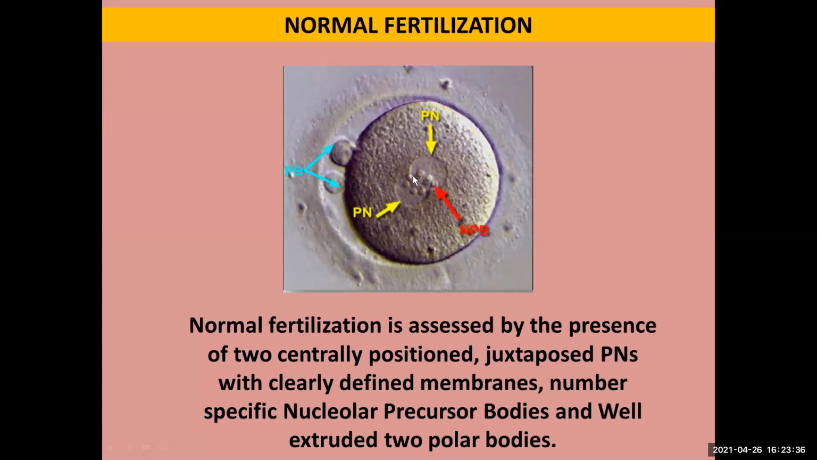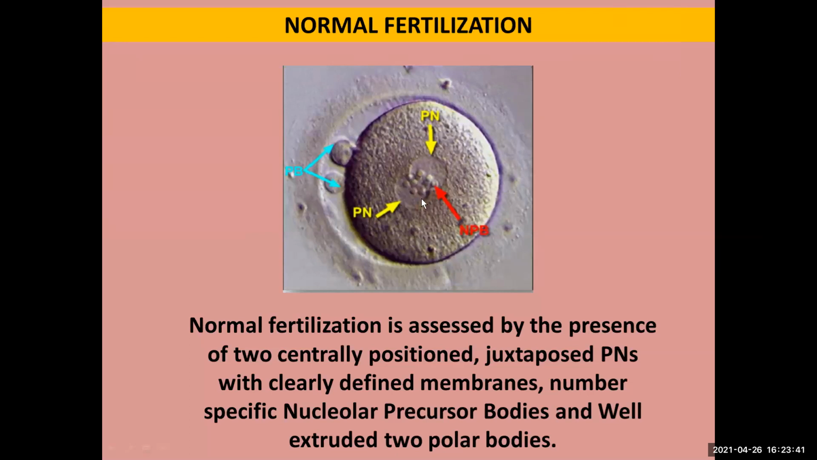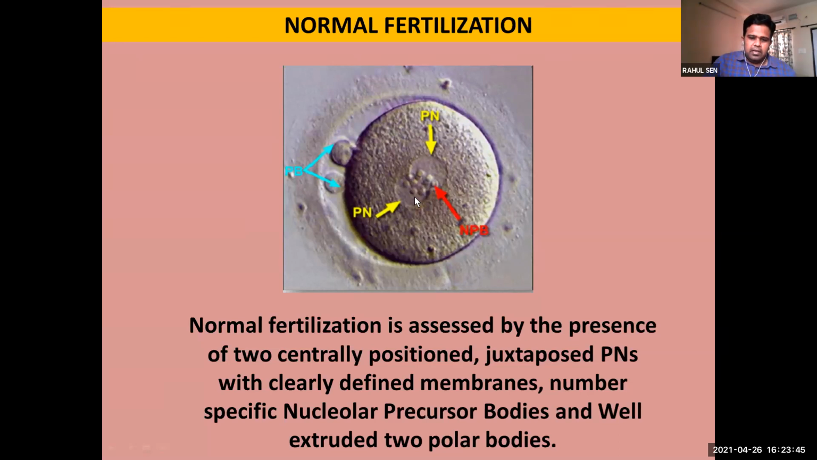Yes, sir. So this is the image of pronuclei. One pronucleus is provided by the male cell, that is the sperm cell, and the other pronucleus is provided by the egg cell, with a number of nuclear precursor bodies and two well-defined extruded polar bodies. These are the two polar bodies. So according to the definition, this is a normal looking zygote.